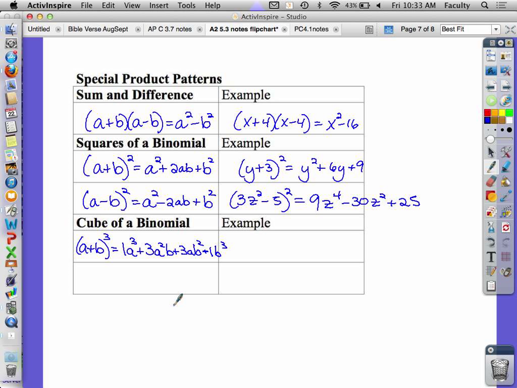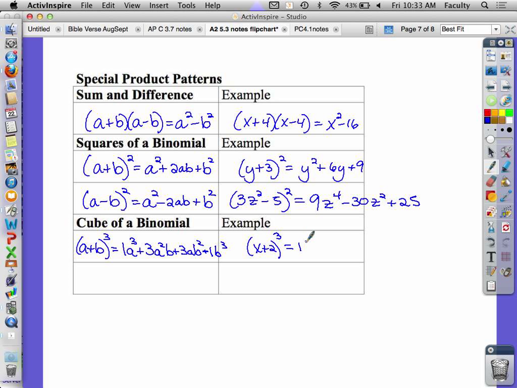Now, of course, we don't really put the ones, but do you see how the ones are helpful to see the 1, 3, 3, 1? Now let's look at an example. If I say that I have x plus 2 cubed, a is the x and b is the 2. Do you guys understand that? That a is whatever's in the first position and b is what's in the second position.